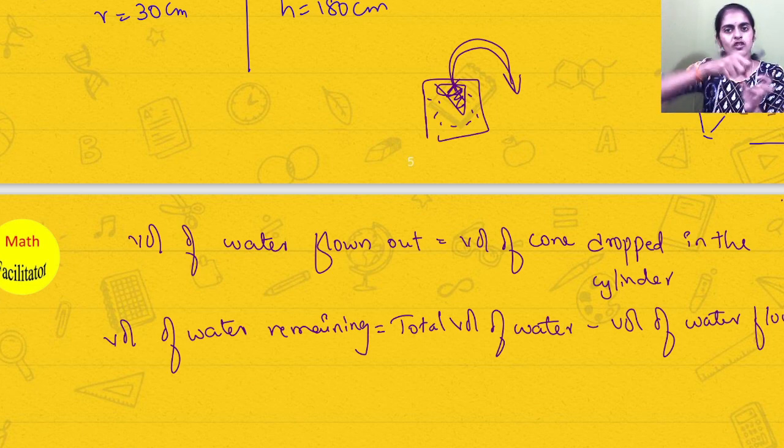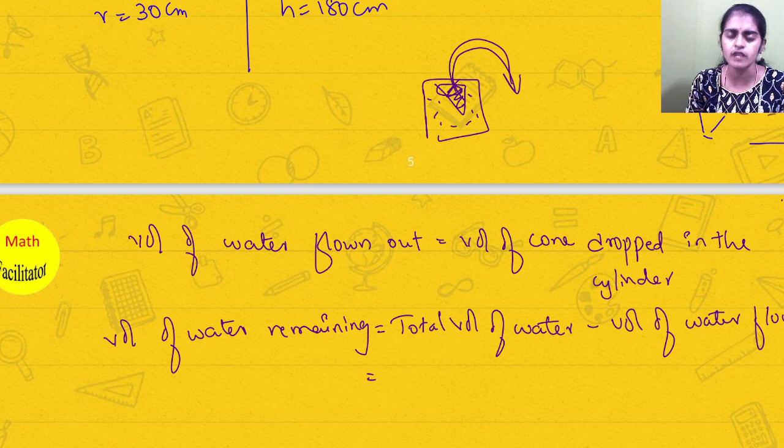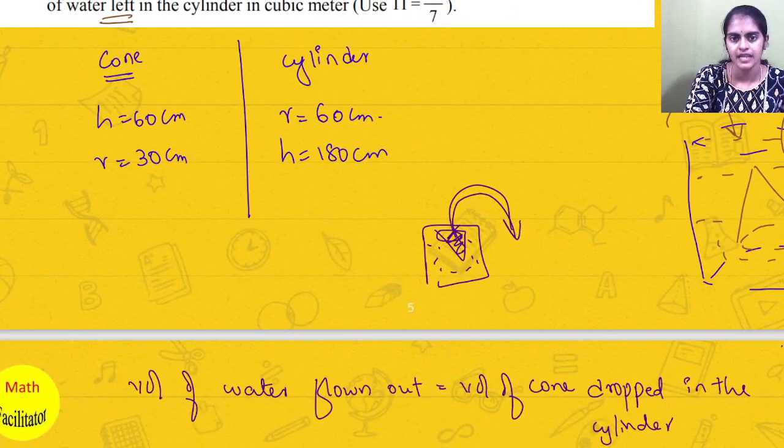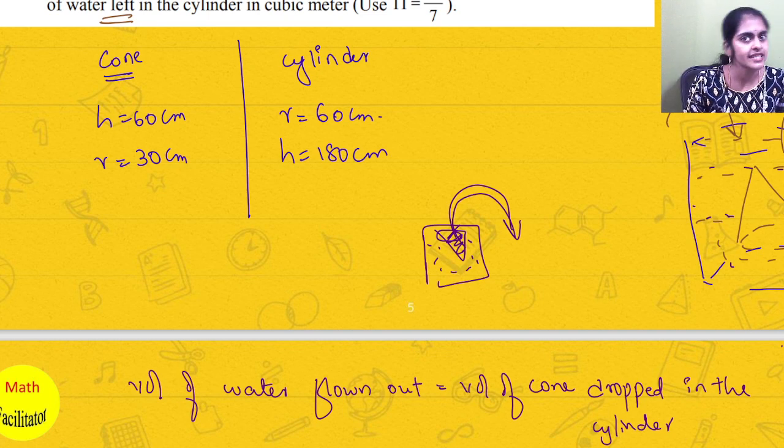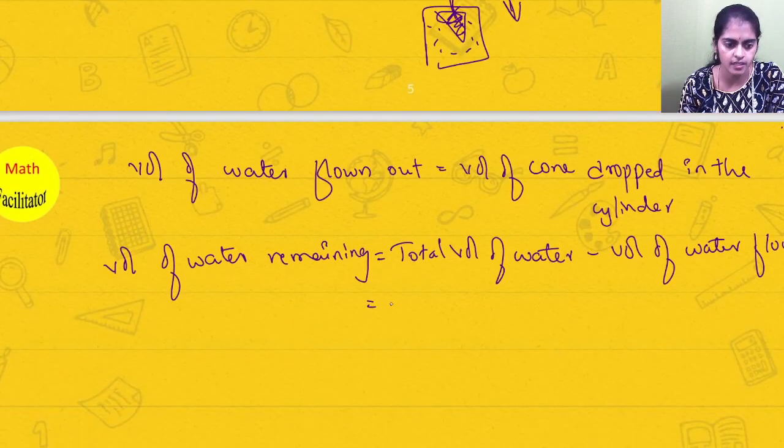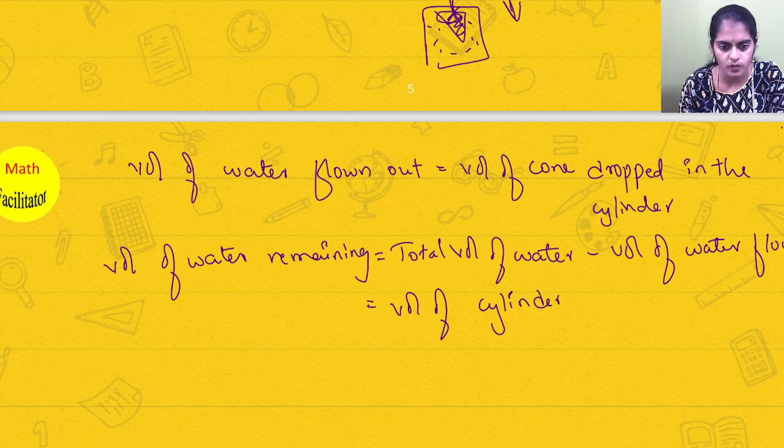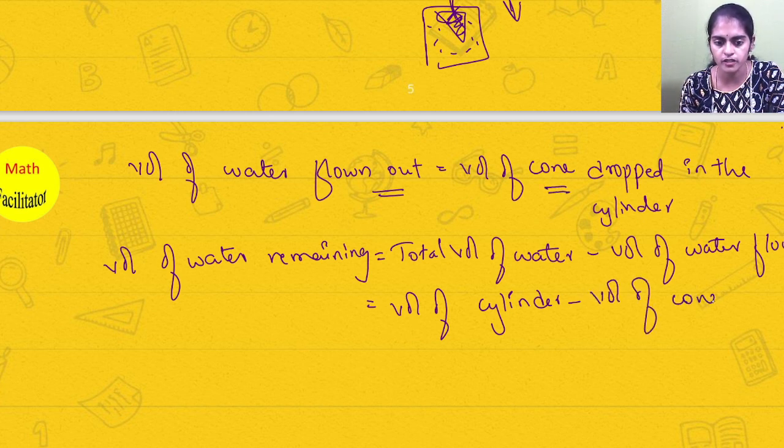ఓకే, ఎంత వాటర్ ఉందో అందులోంచి ఎంత పోయింది చూస్తే మీకు ఎంత మిగిలింది తెలుస్తుంది. So that is equal to total volume of water. How will I get it? It is nothing but volume of the cylinder. How much water do I have firstly? It is equal to volume of cylinder. So this is nothing but volume of cylinder, and to this you will subtract volume of water flown out, which is nothing but volume of the cone which you are dropping into the cylinder. So volume of cylinder minus volume of the cone.